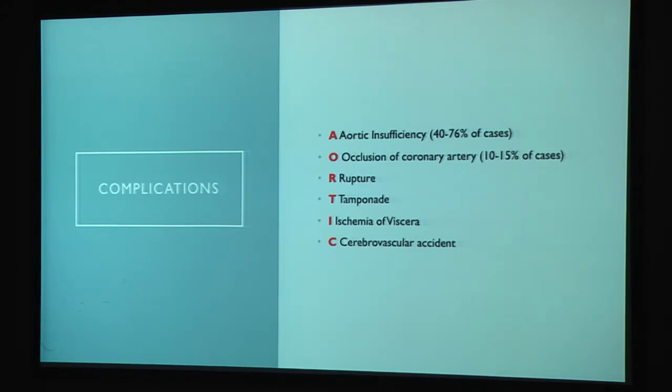Well, aortic insufficiency. So 40 to 76% of all cases are going to have some sort of AI. Occlusion of the coronary artery, 10 to 15% of cases. Rupture, tamponade, ischemia of the viscera, and cerebrovascular accident. We talked about this a little bit earlier.